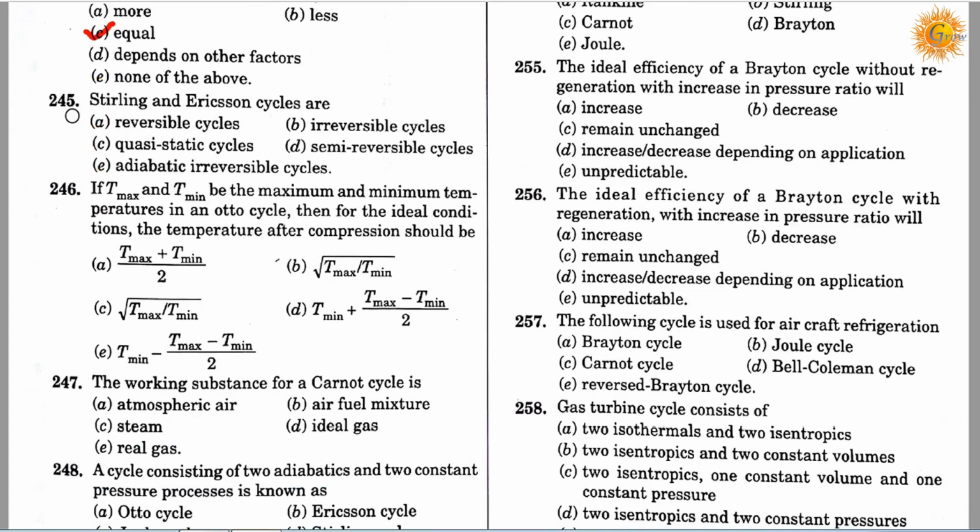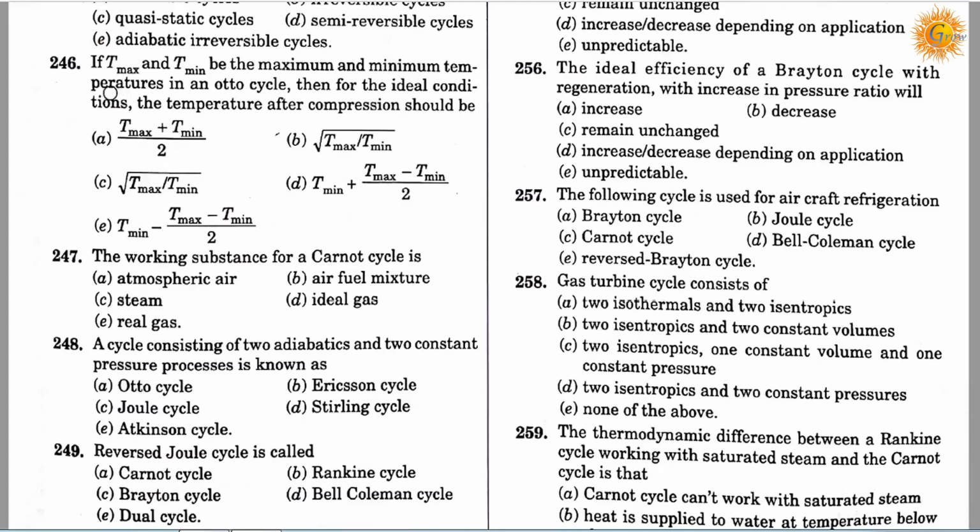Question number 245. Stirling and Ericsson cycles are: option A, reversible cycles; option B, irreversible cycles; option C, quasi-static cycles; option D, semi-reversible cycles; option E, adiabatic irreversible cycles. So the correct answer is A, reversible cycles.